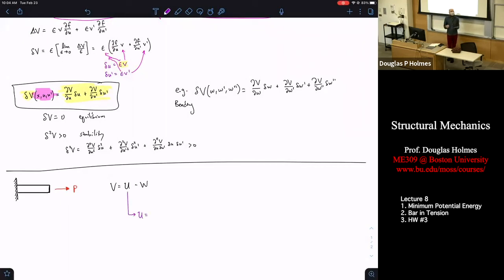in stretching is EA over 2 times the integral of our strain squared. It's EA over 2 outside the integral if we assume that our modulus and our cross-sectional area don't vary with x. We'll assume that here. Multiplied by the integral of our strain squared dx. Note that I'm using the curly epsilon here for strain.